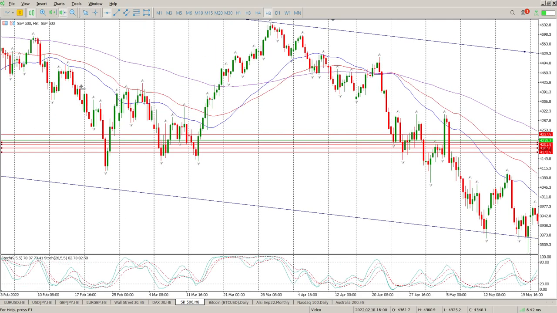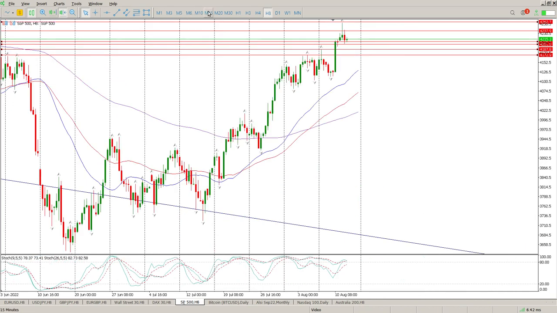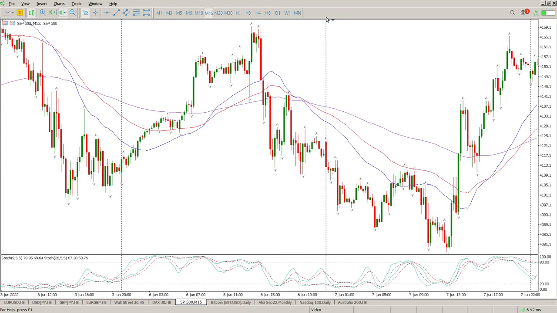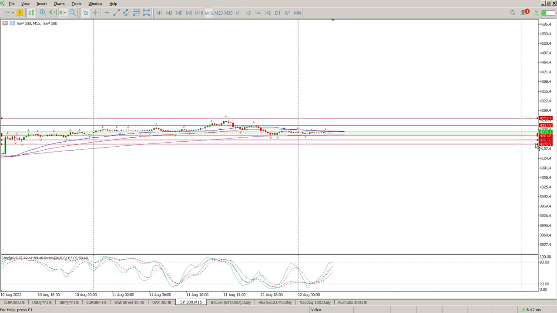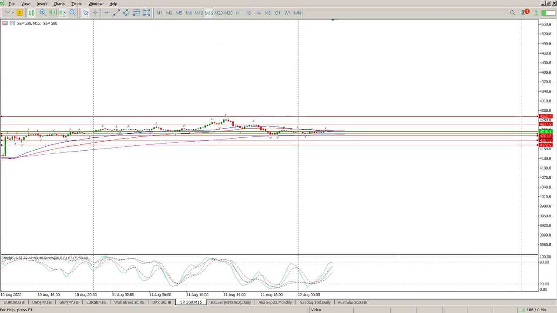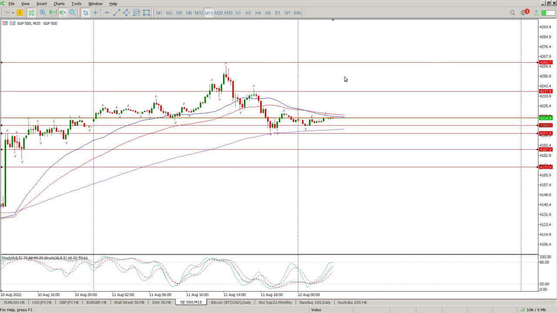There is another little level slightly higher up, but I think that might be a little too far for us on a Friday. Give me a sec. No, we have tested that level already. So that's kind of the chaos that we have.